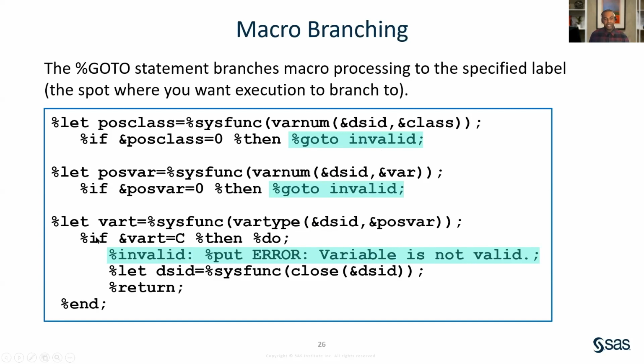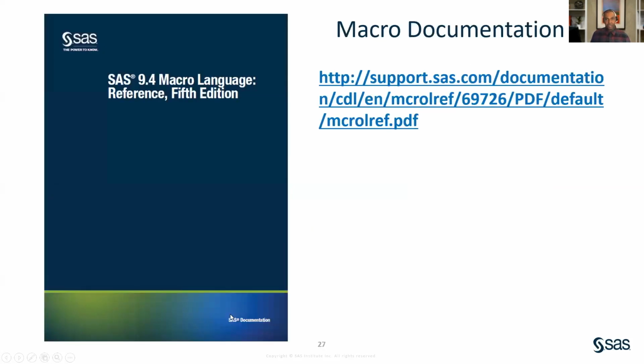And then %if that var type is C for character, then %do, %invalid branch, again put a note in the log saying it's not valid. All right, %let data set ID, %sysfunc, close that data set ID, and then terminate the macro program. %return. And we'll see an example of this code momentarily.